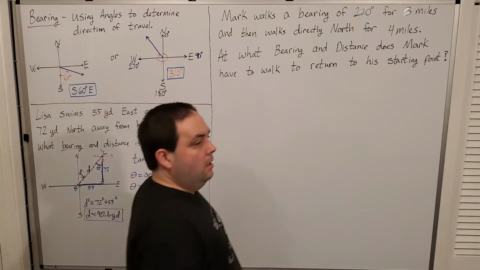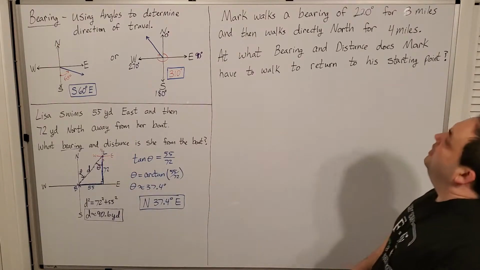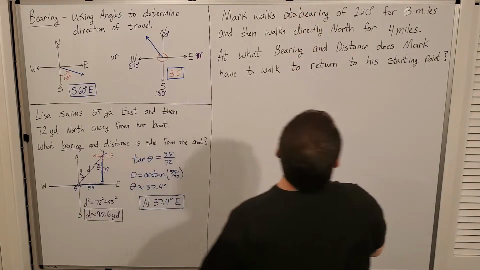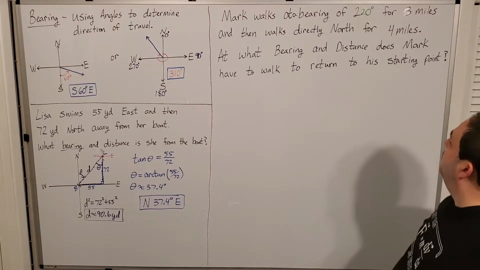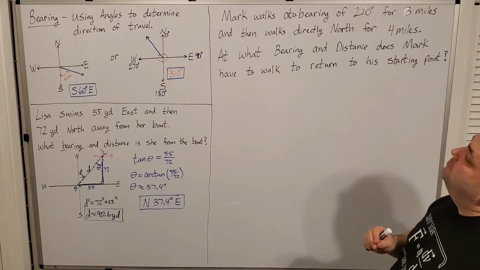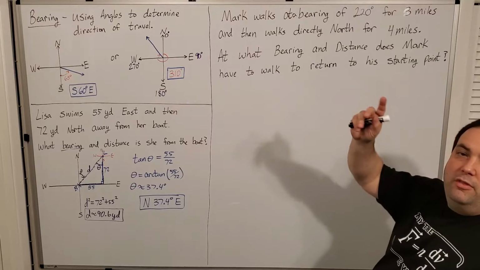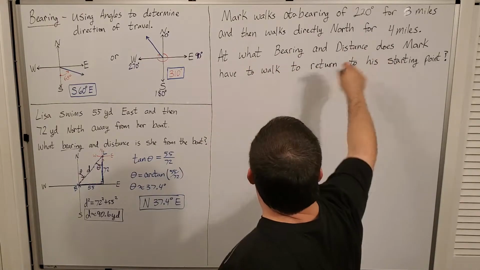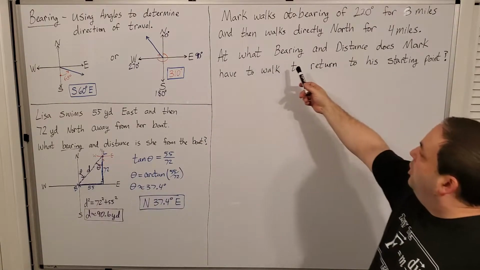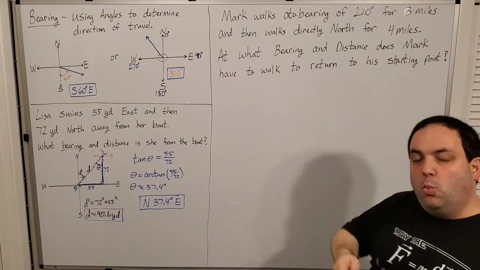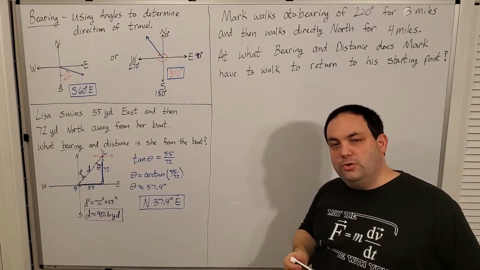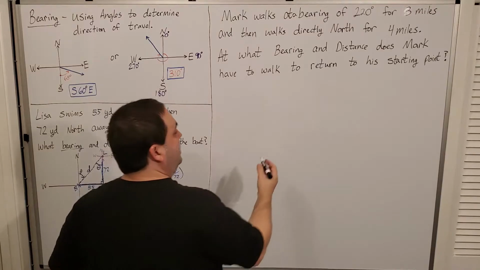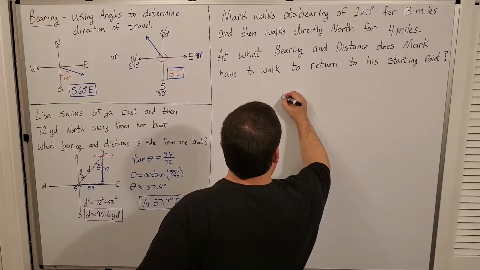Next problem. Mark walks, hikes, whatever you want to call it, at a bearing of 220 degrees for 3 miles, and then decides to walk directly north for 4 miles. So wherever he is at that moment after the 4 miles is done, they want to know what bearing and distance does Mark have to walk to get back to the original starting point. So as before, draw it out. Make sense of the situation. Start with your cardinal directions.